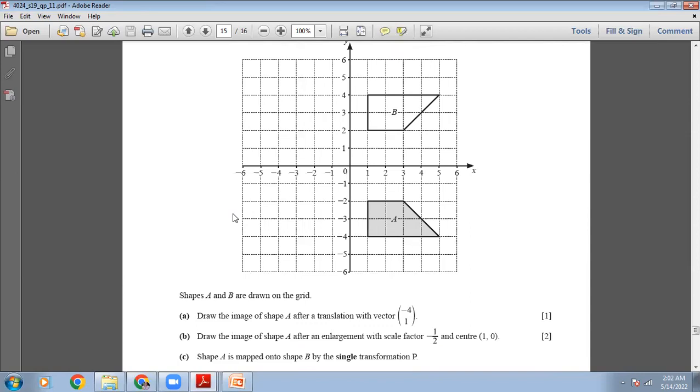What does this mean? It means all the vertices of this figure will move 4 steps to the left, and they will go 1 step up. So this means 4 steps to the left and 1 step up. So move all the vertices of the figure A. For example, this vertex will move 1, 2, 3, 4, and 1 step up. This vertex will move 1, 2, 3, 4, and 1 step up. Same for the other vertices. Then I will join them.